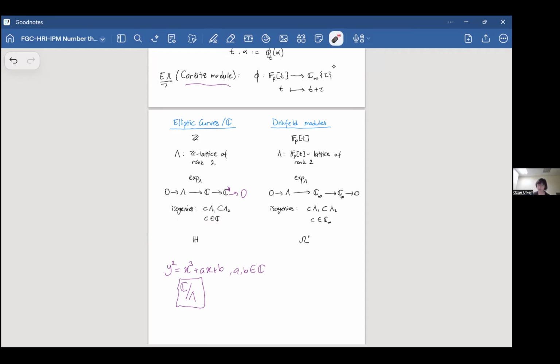with some differences. When Drinfeld defined this analogy, he started with an F_p[T] lattice of rank 2, and we can define the exponential map, which gives us such an exact sequence, where now there are a couple of differences. Here we have this e, and it is surjective. We don't have the unit group here. It's always surjective. And isogenies are given by homotheties of lattices, where now c is in C infinity.